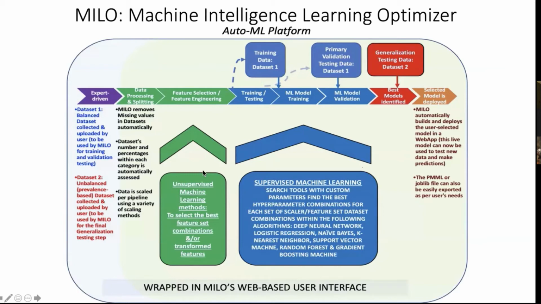So we follow the same approach, but everything in the yellow that you see here is typically done by different groups, or even within the same group, different platforms. In MILO, it's all one. So everything is within MILO's pipeline. Everything in the yellow is all automated. The only thing that the user needs to do is bring in their data sets.